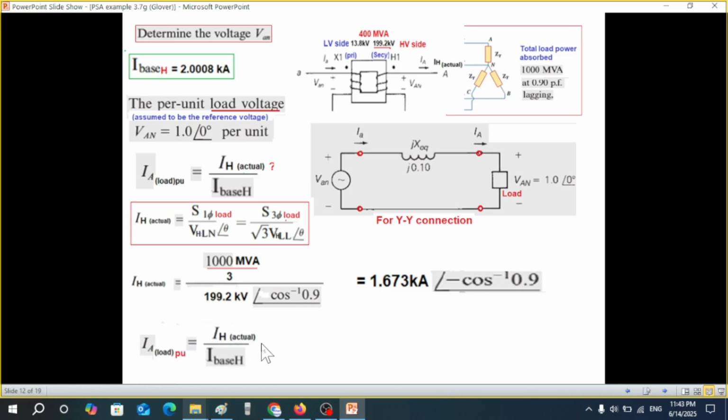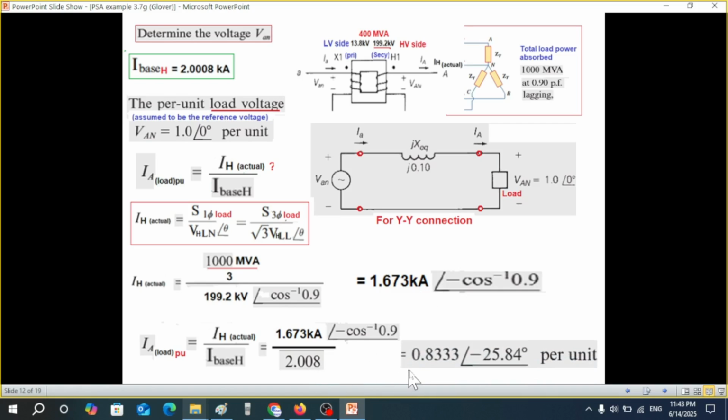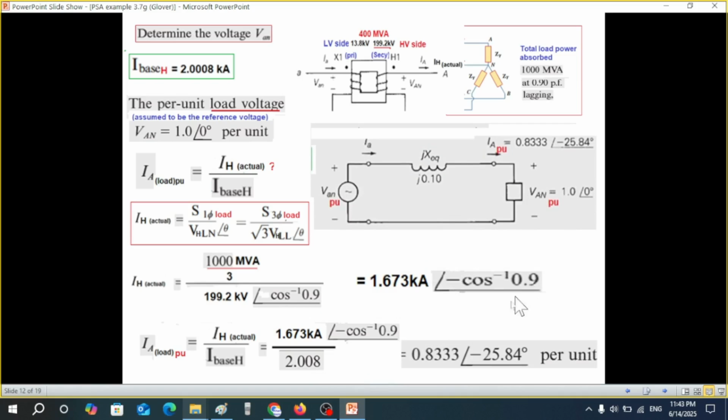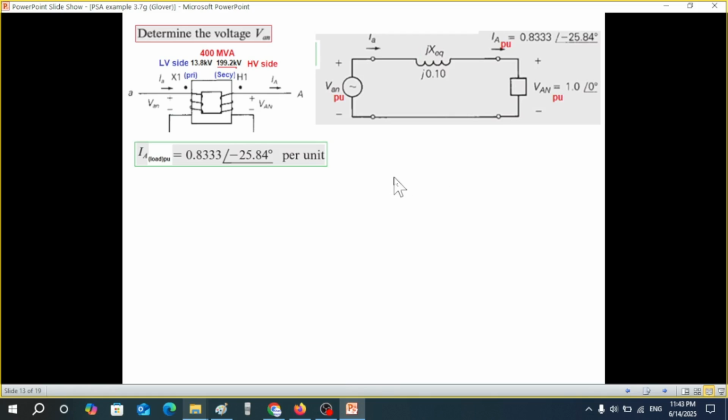And now that we have found the IH actual, we have found the IH base. Therefore, IA load PU is this divided by the base. And this is the answer. So we just note down here that our IA PU is 0.88 with this angle. Okay, now we have to find the voltage. We have found this current, so we have to find the voltage here.